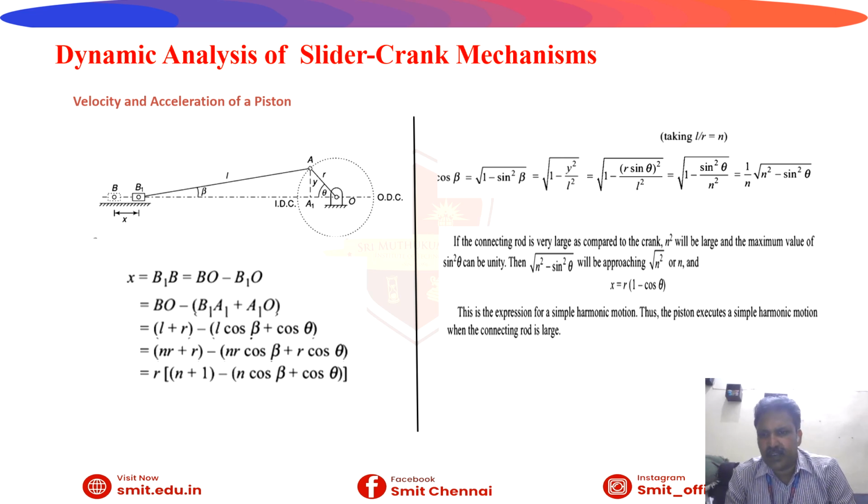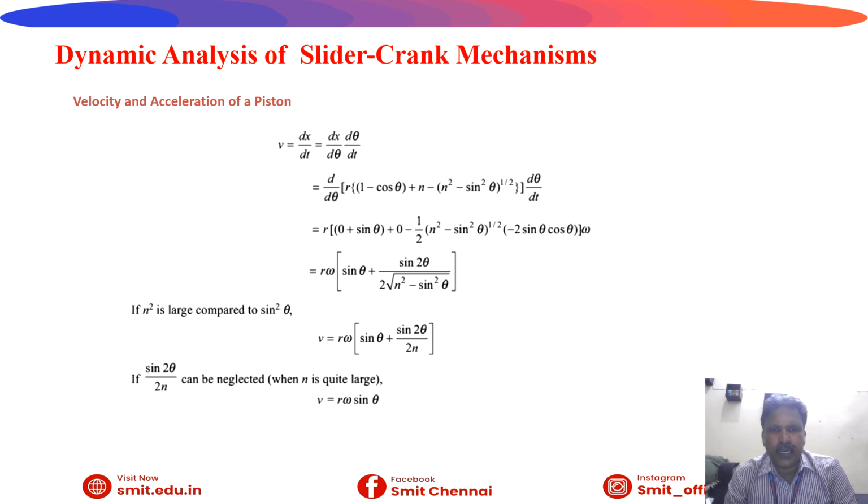We can cancel out that sine square theta. We can take simply square root of n square, which will get cancelled to get n. Then you will get the final answer: x is equal to r into 1 minus cos theta. This expression is mainly for simple harmonic motion. The piston executes a simple harmonic motion when the connecting rod is large.